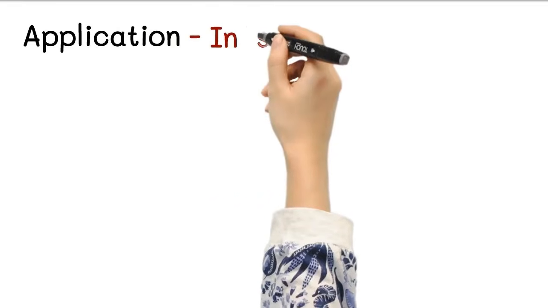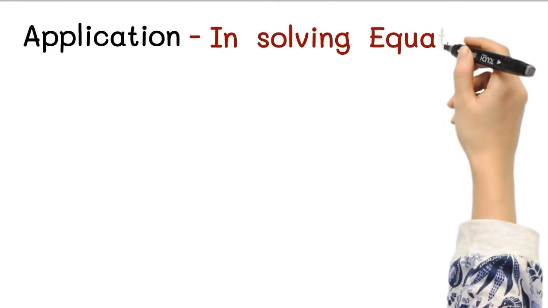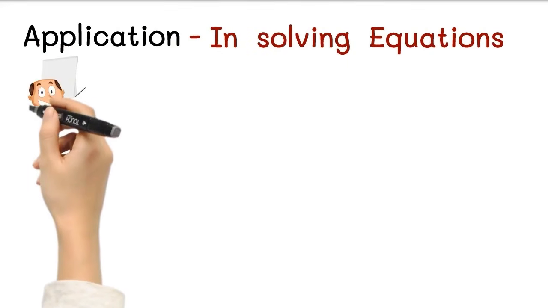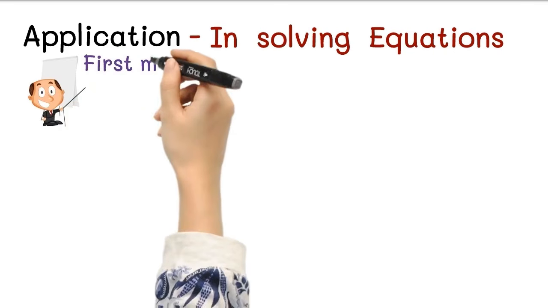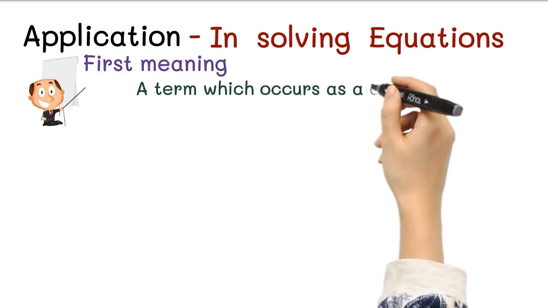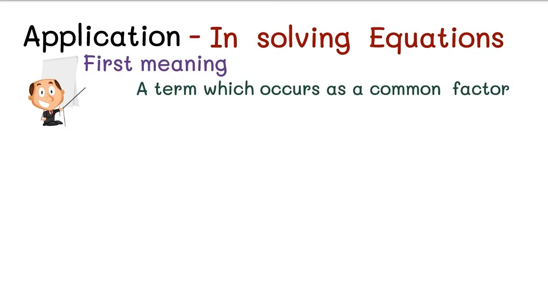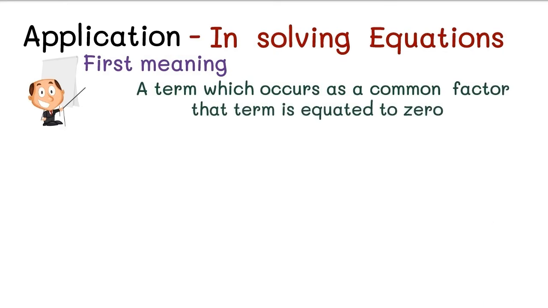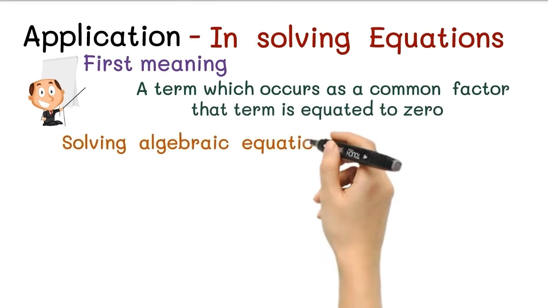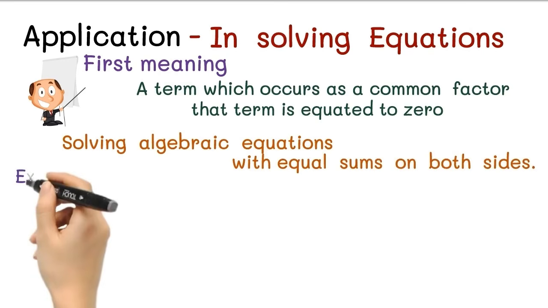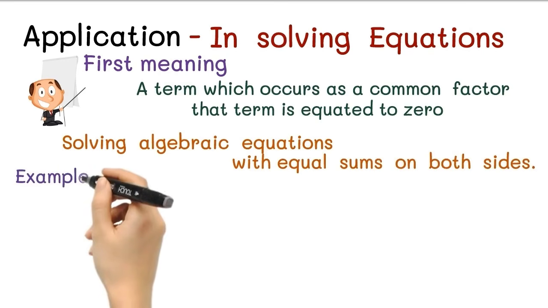Application. This sutra is helpful in solving equations. There are different meanings of this sutra. Let us start with the first one. First meaning is a term which occurs as a common factor in all the terms, equated to 0. This is an effective approach for solving algebraic equations with equal sums on both sides. Let us take example on it.